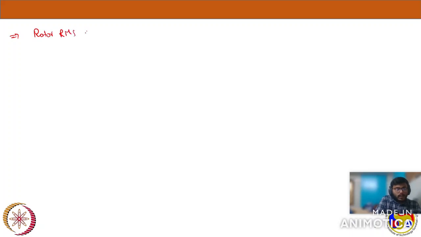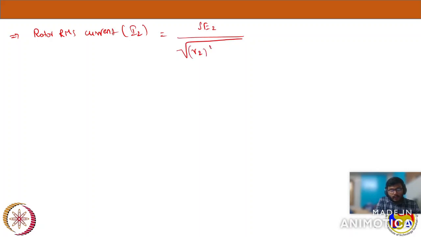Rotor RMS current, I2, is equal to SE2 divided by under root R2 square plus SX2 square. Now if you want to rewrite this, I'm doing nothing. I'm just taking the slip from the numerator into the denominator, and I am doing some kind of change in the circuit. I'm just writing another expression, and I will ask you all a question.